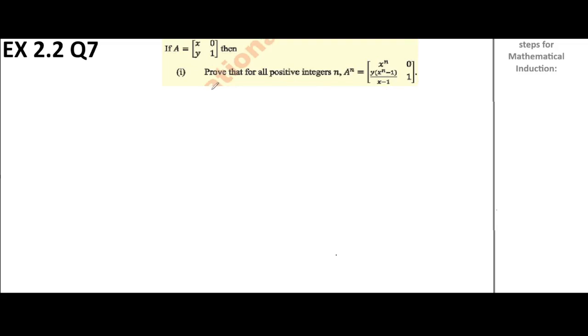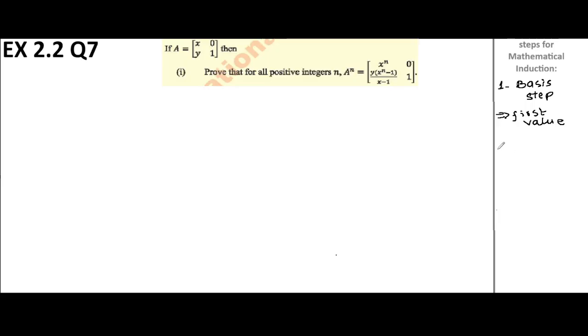Now, to prove it, we are going to use mathematical induction, and mathematical induction has two main steps. The first one is the basis step, in which we have to prove the given equation for the first value. Now we know that the first value for positive integers will be 1. So we have to prove this for 1, and we have to prove it equal to this matrix, the given matrix.